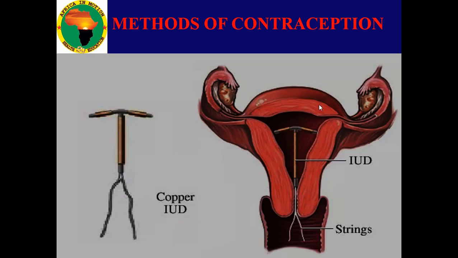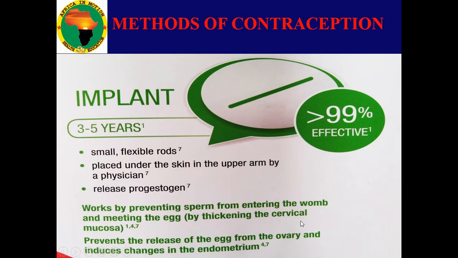This is a copper T. It has the shape of a T. It will be inserted through the vagina, entering the cervix. It will be placed here and it will just remain here, painless. It leaves strings outside in the vaginal canal that will be used when you want to remove it. You pull it out.